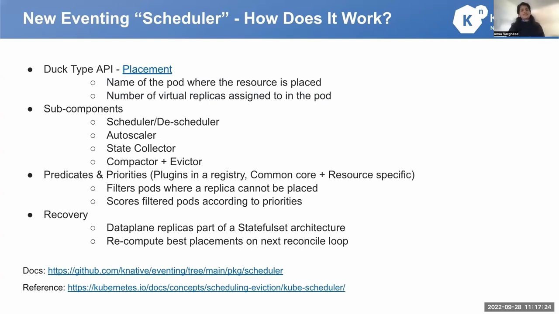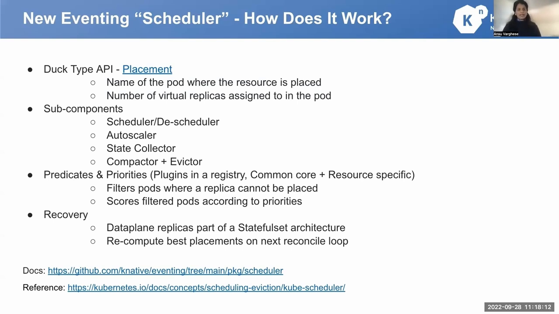The scheduler also allows many scheduling features to be implemented as plugins while keeping the core of the scheduler simple and maintainable. Scheduling happens in a series of stages. First is the filter stage, and these filter plugins, known as predicates, are used to filter out the pods where a replica cannot be placed. The next stage is scoring. These scoring plugins, also called priorities, provide a score to each pod that has passed the filtering phase. The scheduler will then select the pod with the highest weighted score sum. These plugins are registered and compiled into the scheduler.